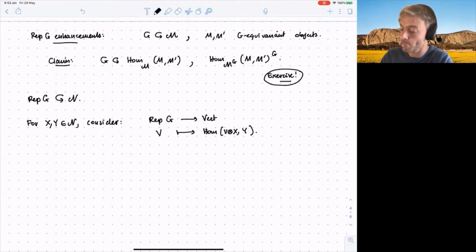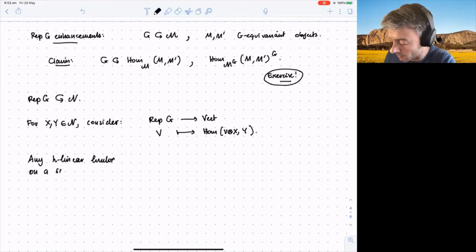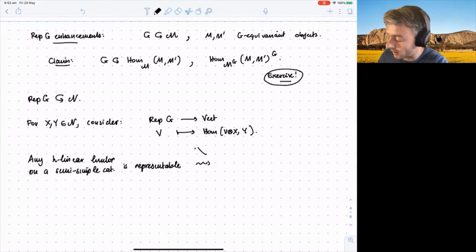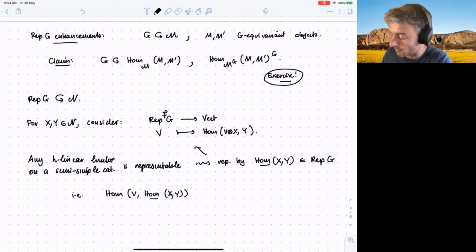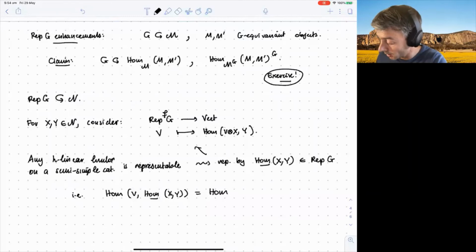So this implies that this functor is represented by some object Hom XY in representations of G. And now this representation may not be finite dimensional anymore. That is, we have that Hom from V to Hom XY is Hom from V tensor X to Y.